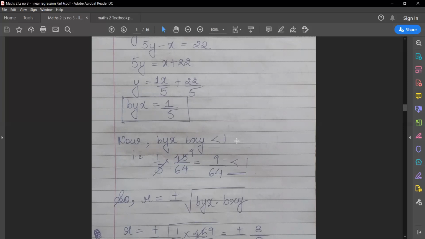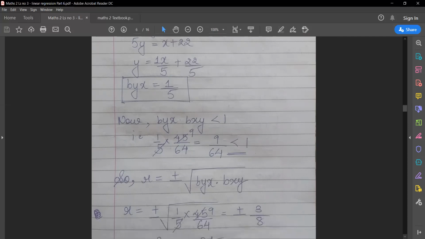Now class, after finding both the regression coefficients, check whether the condition is satisfied or not. So what was the condition? byx into bxy should be less than 1. So what is byx? 1 upon 5. What is bxy? 45 by 64. On cancelling, what do you get? 9 by 64, which is less than 1. So can I say the condition is satisfied and the point is valid? Correct. Which one is x on y and which one is y on x.